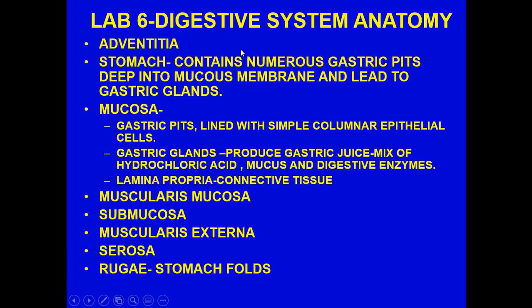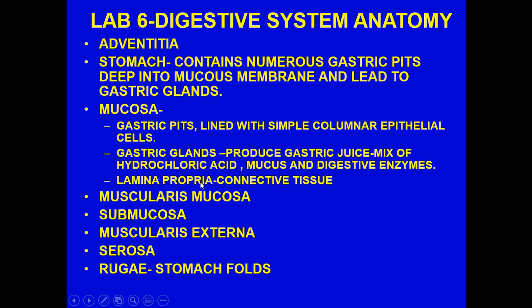Now, you will also have an adventitia, which is the outermost covering for the esophagus. With the stomach, this is going to contain numerous gastric pits. They're deep in the mucosa membrane and lead to the gastric glands. The mucosa is going to consist of gastric pits, and they're lined with simple columnar epithelial cells. The gastric glands produce gastric juice, which is a mix of hydrochloric acid, mucus, and digestive enzymes.